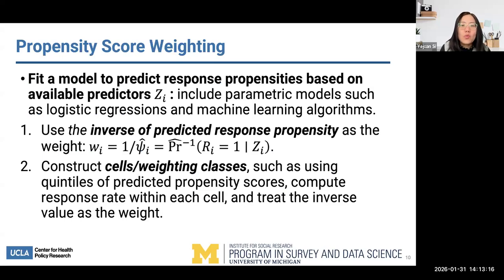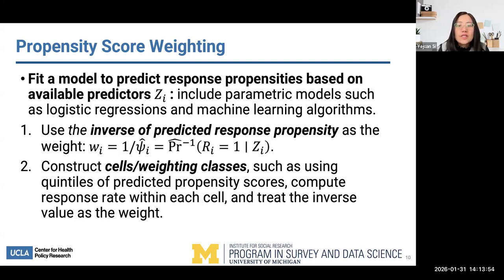So how to construct weights in longitudinal studies? The most popular approach is propensity score weighting. We fit a model to predict the response propensities based on available predictors. And this model could be a parametric model, such as a logistic regression, or machine learning algorithms. After we predict the response propensity, we can use the inverse of the predicted response propensity as the weight.